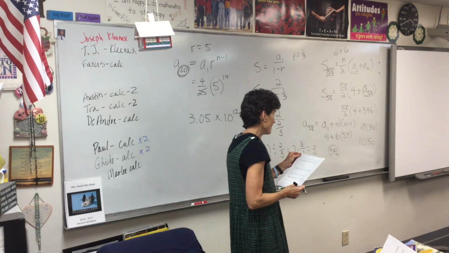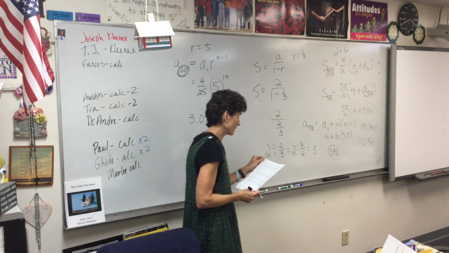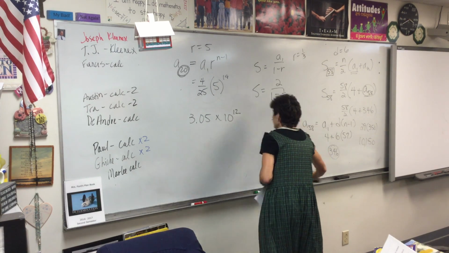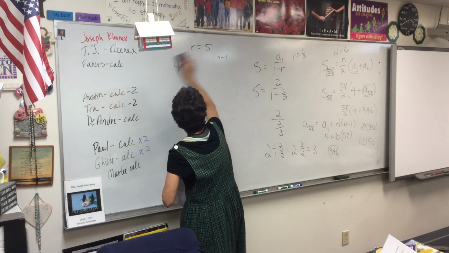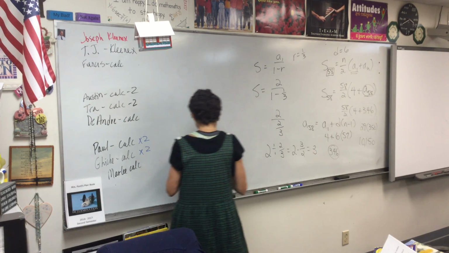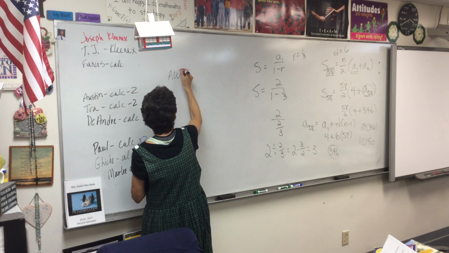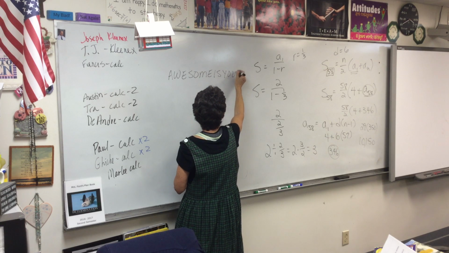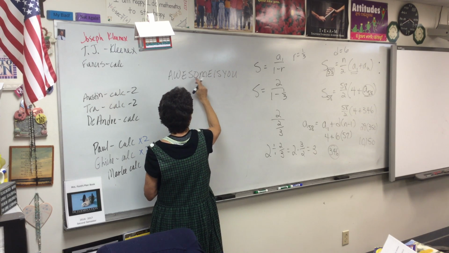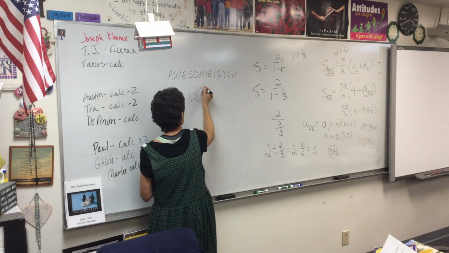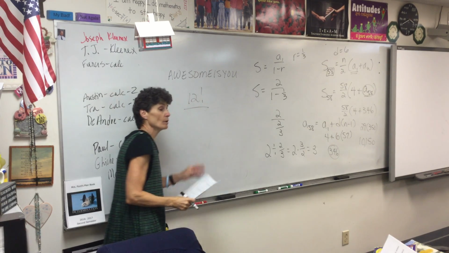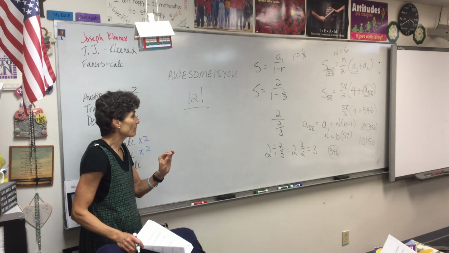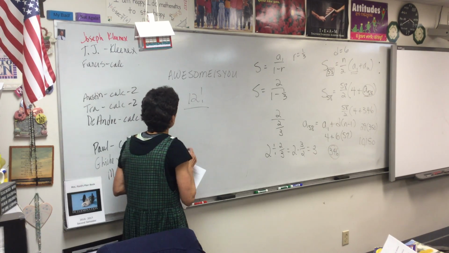In how many ways can the letters of the word "awesome is you" be arranged? What do we need to do first? We need to count them up, right? There are 12. So we start with 12 factorial. And again, I know there's duplicates, but we don't worry about that to start with. We just count them up. Now we worry about the duplicates.